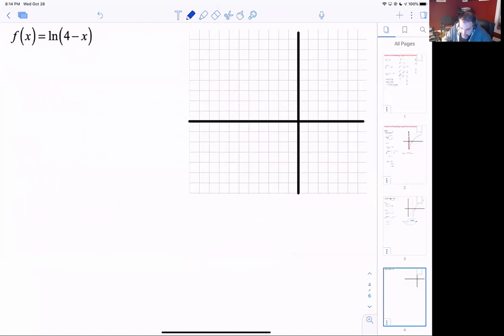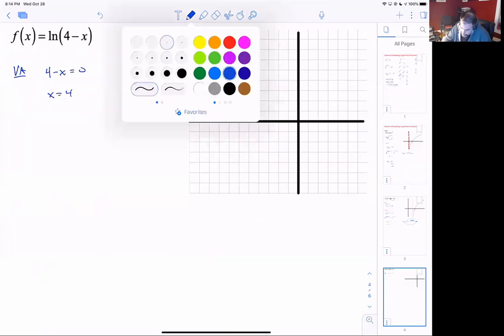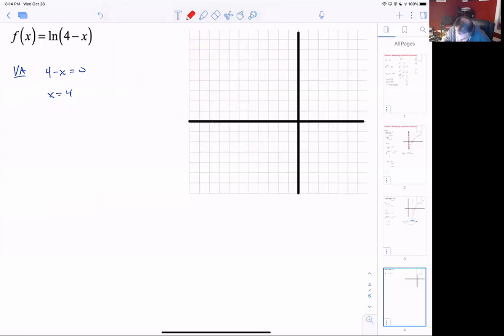In this next one, we've got the natural log of 4 minus x. Now remember, natural log is log base e. So again, I'm looking for the vertical asymptote first, and that's going to be where the inside stuff equals 0. Add x to both sides, and we're going to get x equals 4. So we know that we've got a vertical asymptote at x equals 4. So let me go and let me put that in.